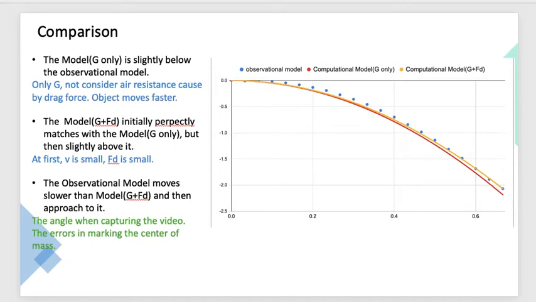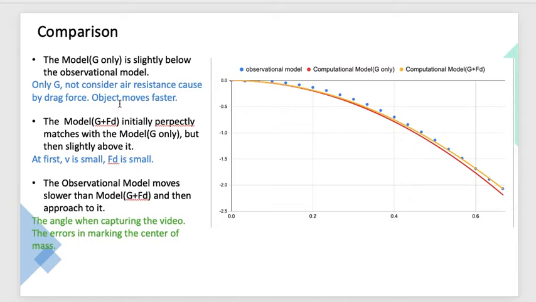After I have built the 3 models, I make a comparison. First, I compare the model that only considers gravitational force with the observational model. We will see that the observational model is slightly above it, which makes sense because when you only consider the gravitational force and not the air resistance, it will show that the velocity is much larger.